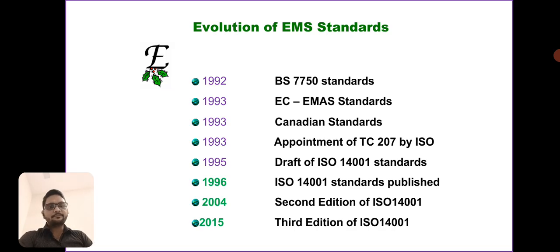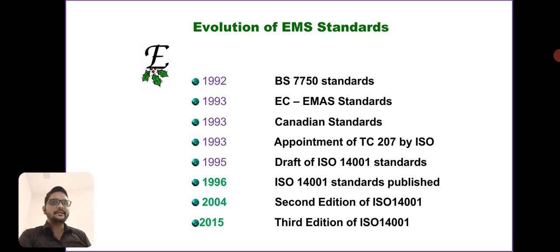Now we go into history. In 1992, the British standard BS 7750 was there, and after that in 1993 the EC EMAS standard was there. In 1993 again a Canadian standard was there, and in 1993 again the appointment of TC 207 by ISO, and in 1995 a draft of the ISO 14001 standard was published.